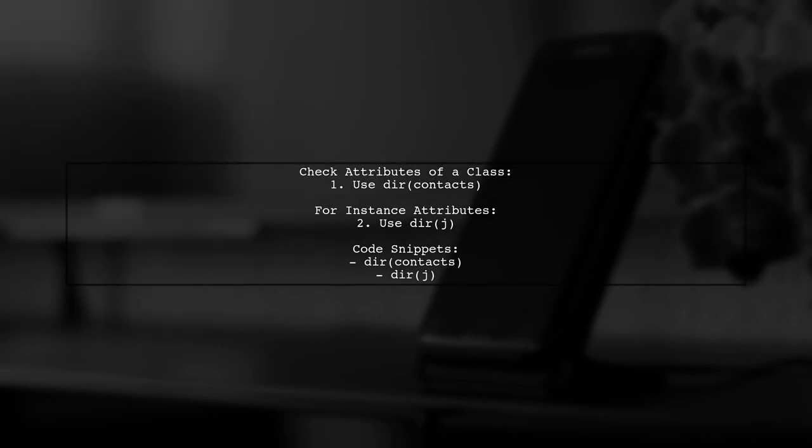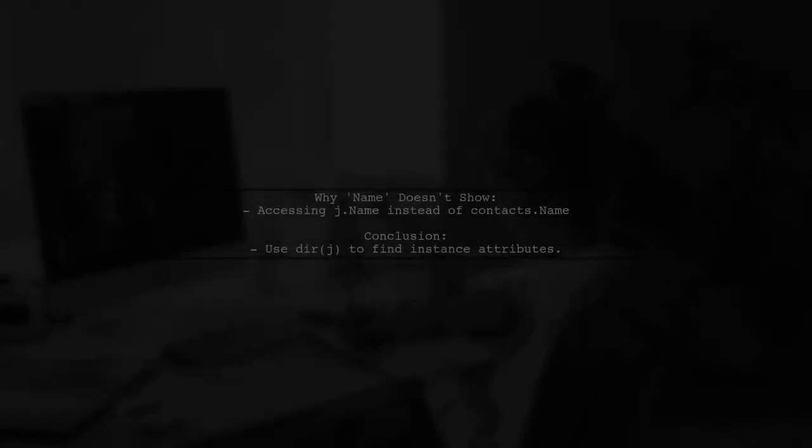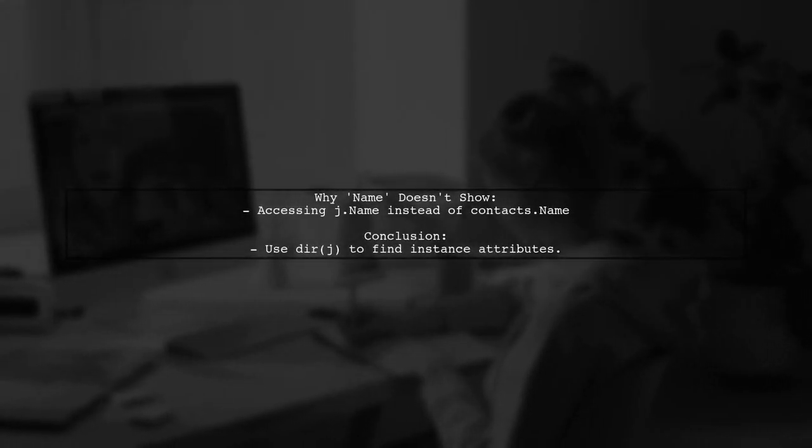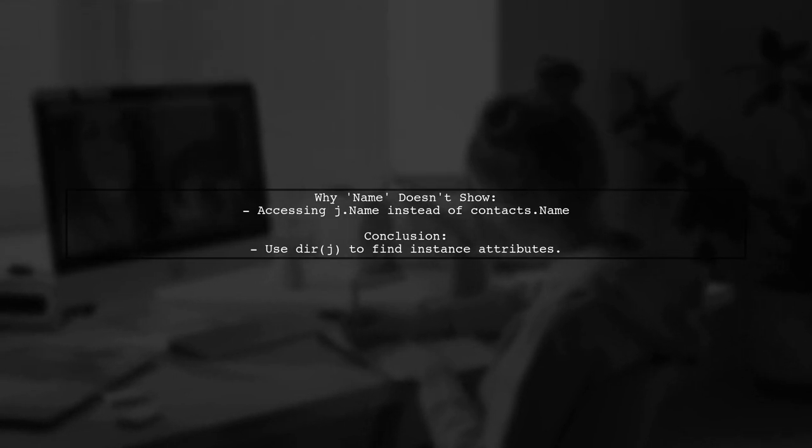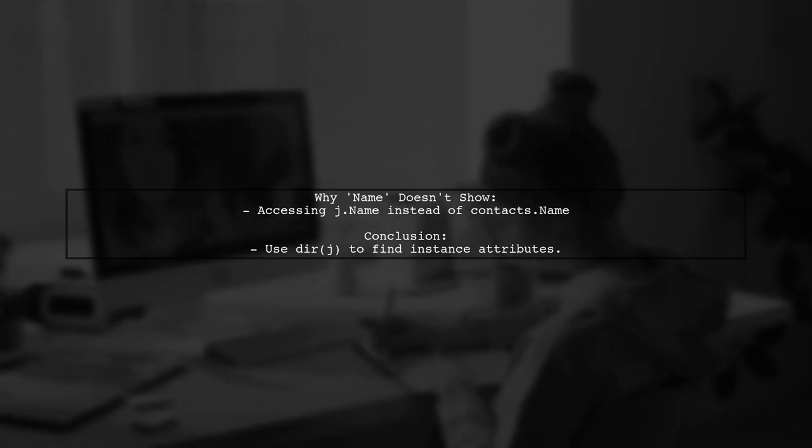To see all the attributes of the contacts class, you can use the command dir contacts. However, if you're looking for attributes of an instance like J, use dir of J instead. It's important to note that the attribute name does not appear in the first loop because you're accessing it through the instance J, not contacts.